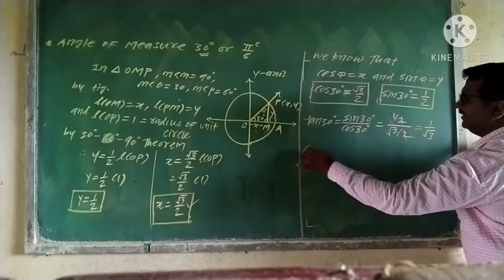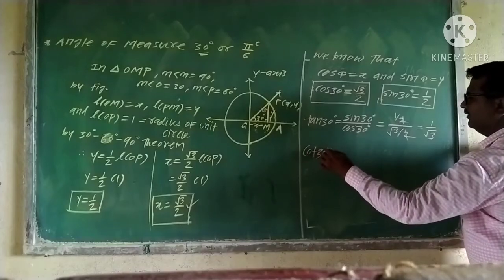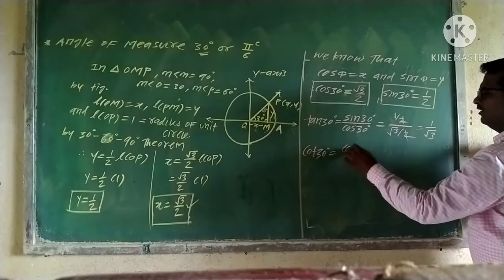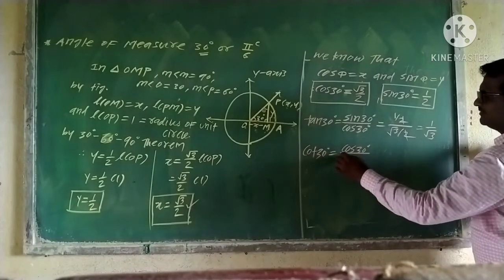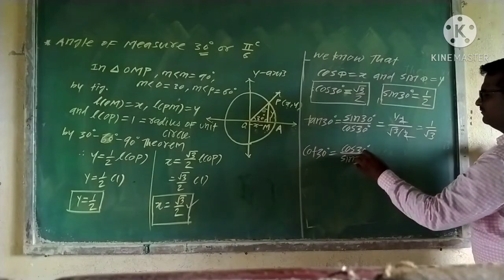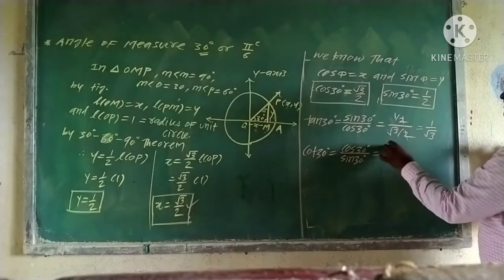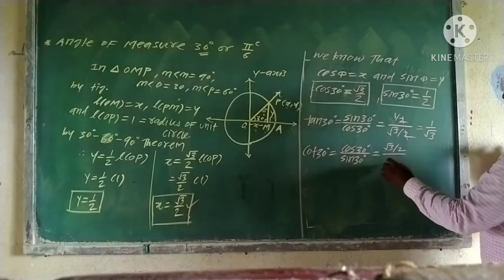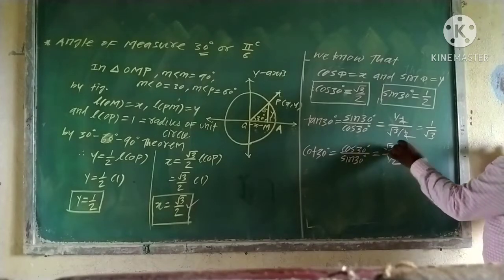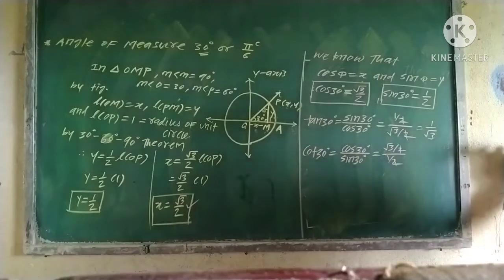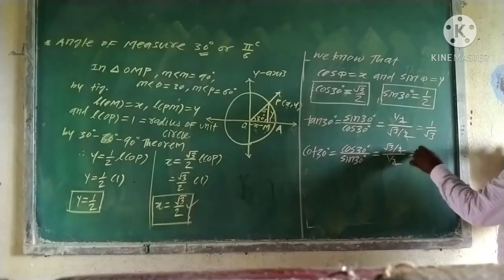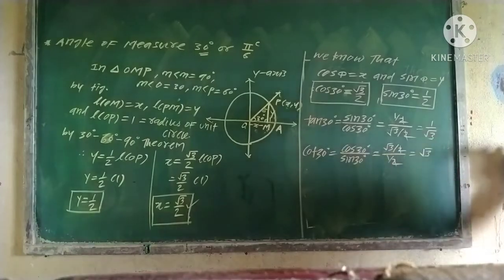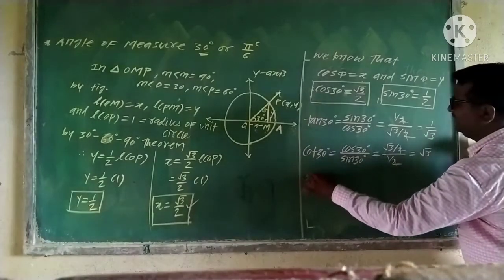Cot of 30 degree equals cos of 30 degree divided by sin of 30 degree, equal to square root 3 divided by 2 divided by 1 upon 2. Now the 2s are in the denominator, so they are cancelled to each other, and the answer equals square root 3.